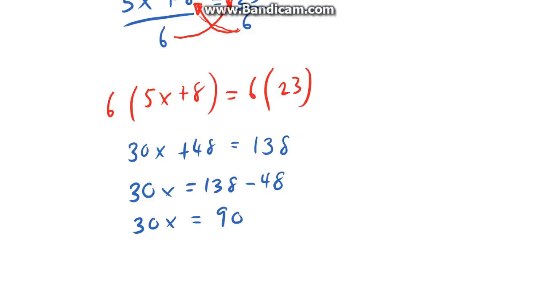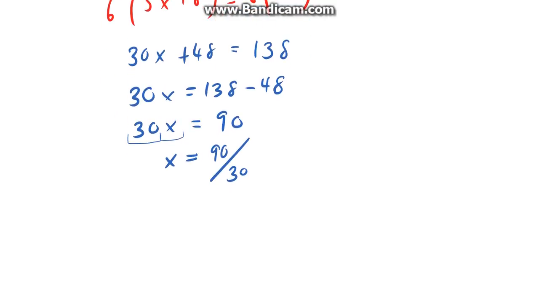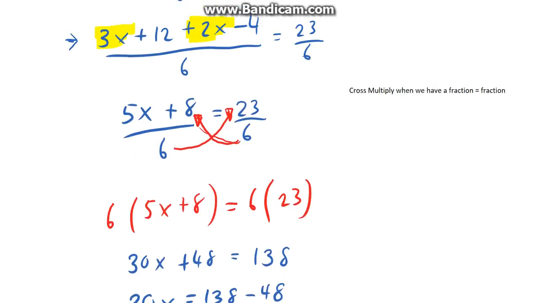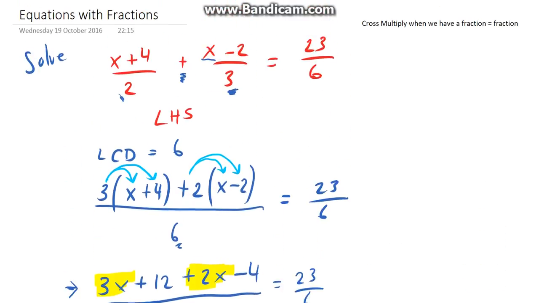So what are the x and the 30 doing? When they're stuck together, they're multiplying. So if we bring a multiple across the equals, that becomes a divisor. So 90 divides by what you just brought across, 30. So x is equal to 3. So that's how that goes.